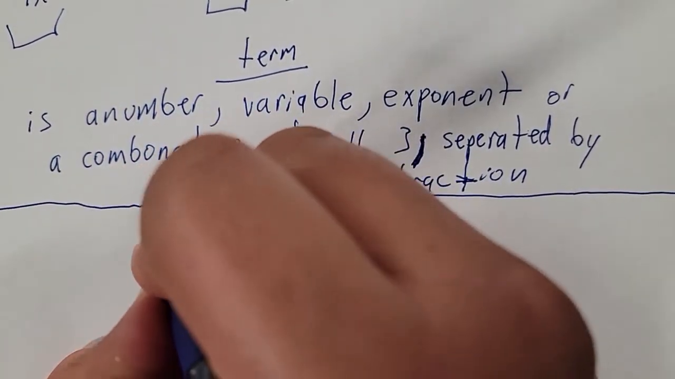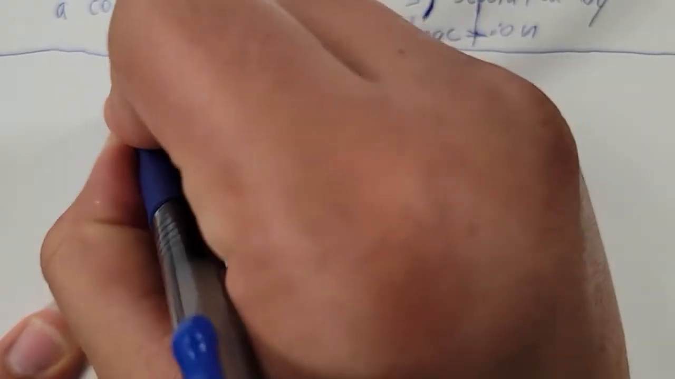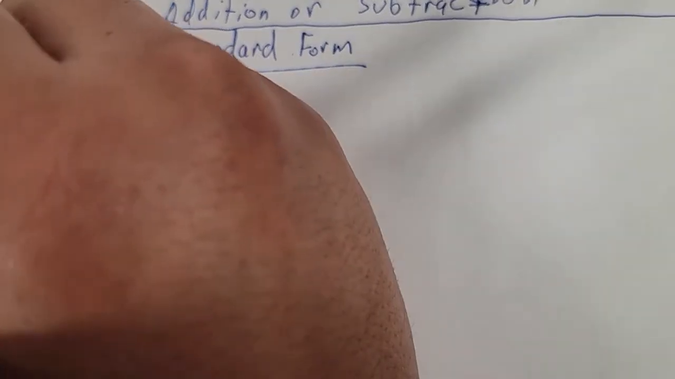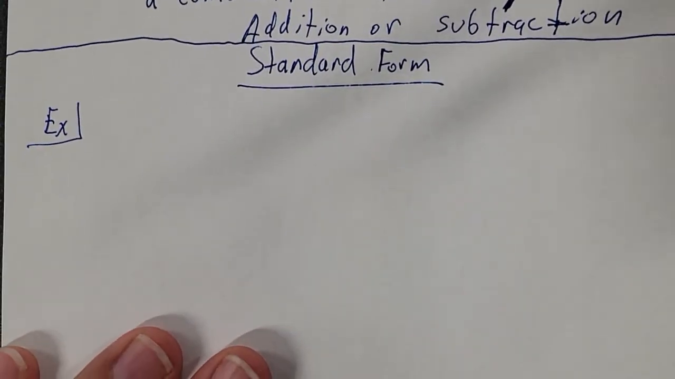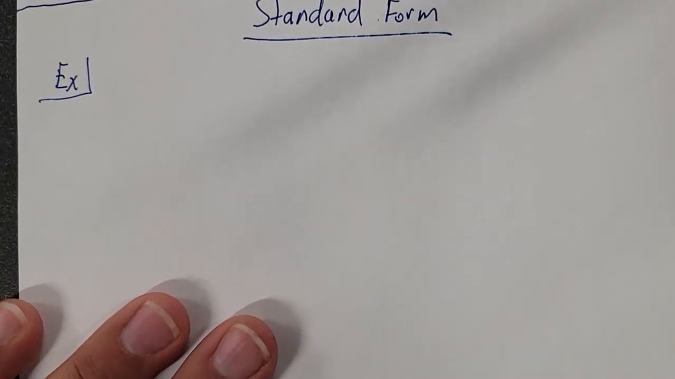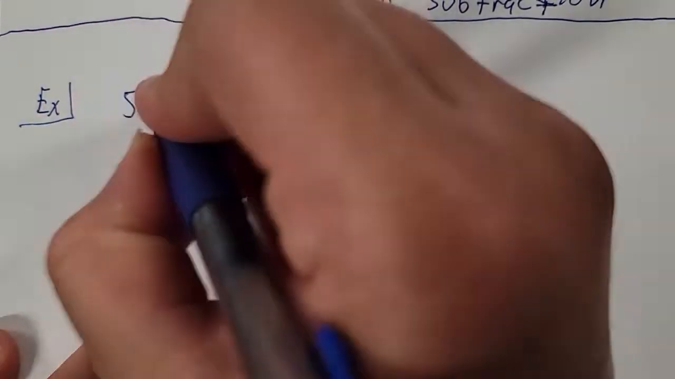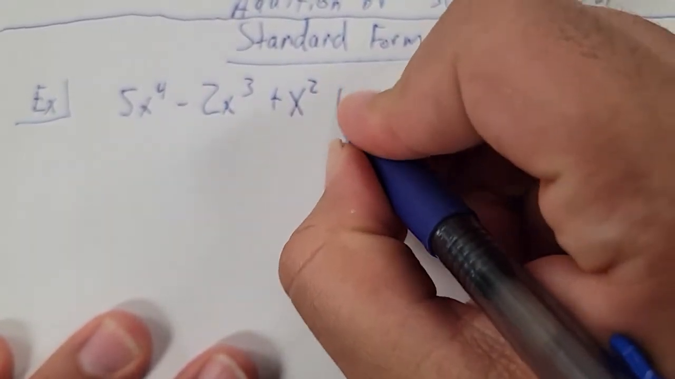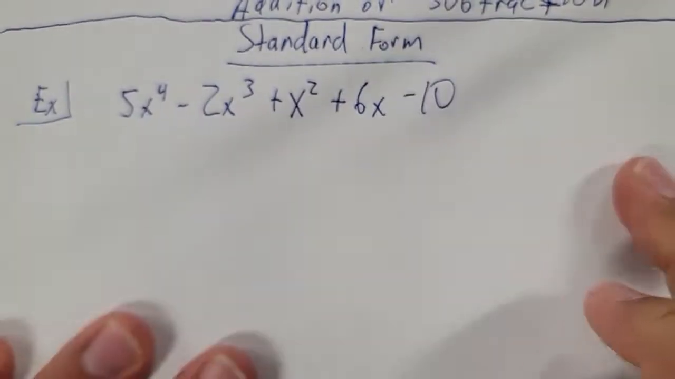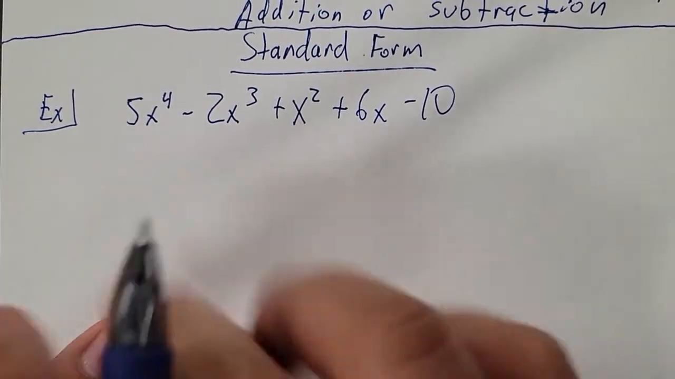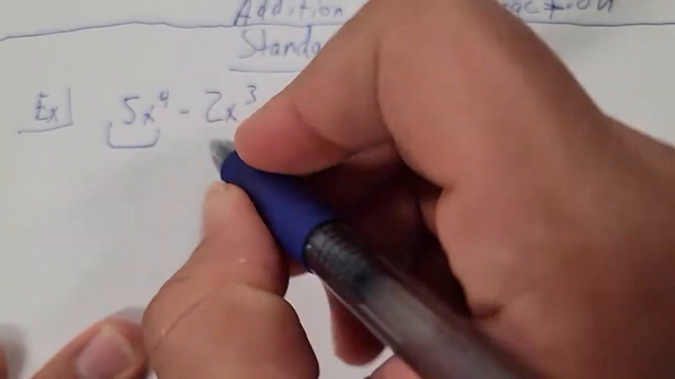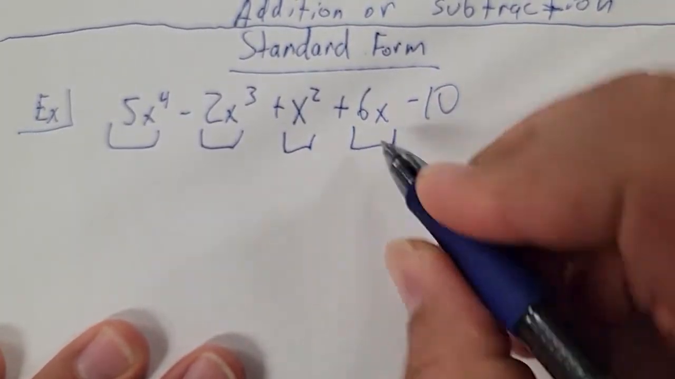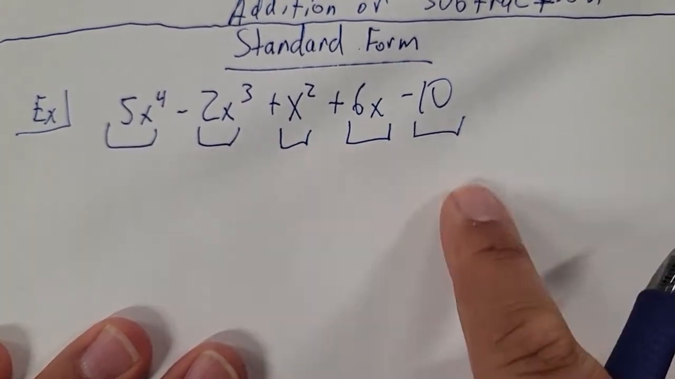Now everything we do today has to be in what we call standard form. So standard form, I'm gonna write down the example first, and then we'll describe what it means. This is gonna be a long example, just so you can see it's obvious. The longer the example, the more obvious it is. So we have something like 5x to the 4th power minus 2x to the 3rd power plus x squared plus 6x minus 10. Okay? So here, if I were to separate these things, we have some terms.